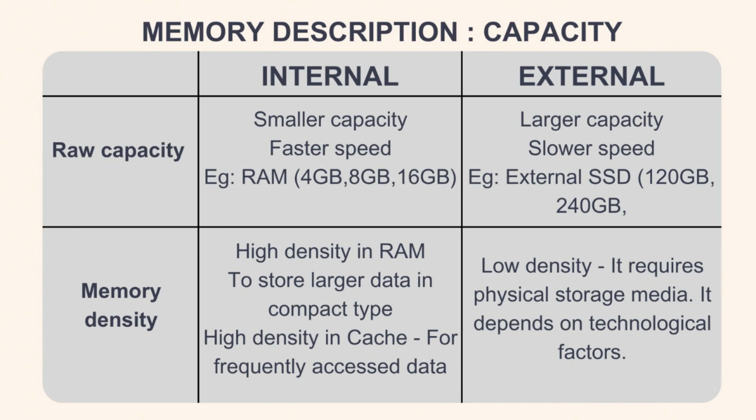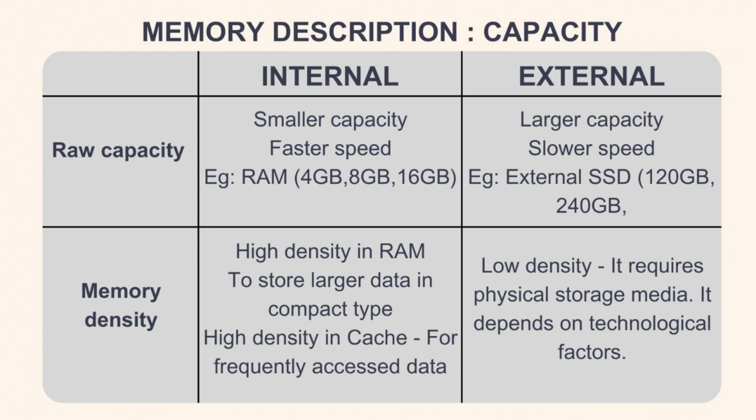For example, RAM has a series of 4 GB, 8 GB, and 16 GB. But for external memory, an external SSD has examples of 120 GB, 240 GB, and can go up to 2 terabytes. Next, memory density. Memory density in internal memory is high. It is used to store larger data in a compact form.